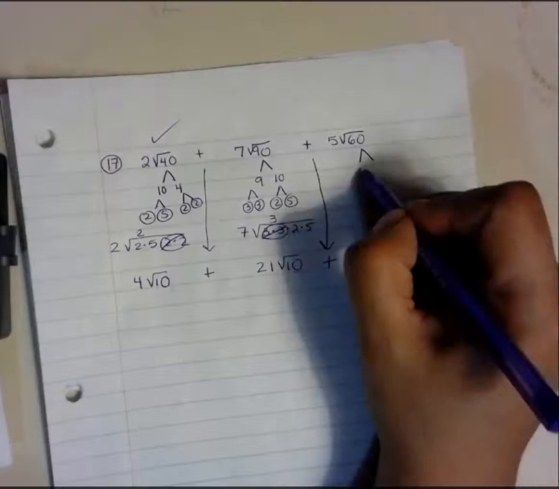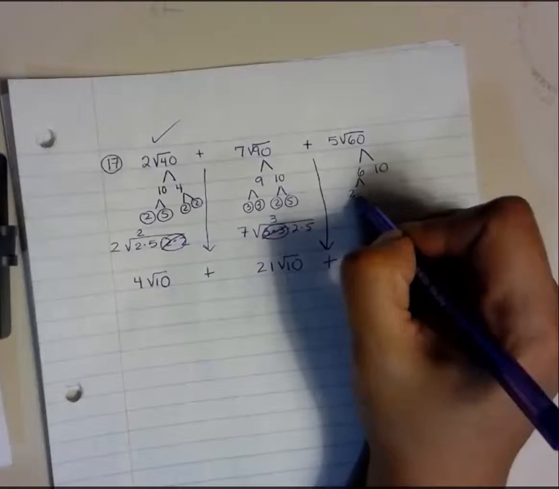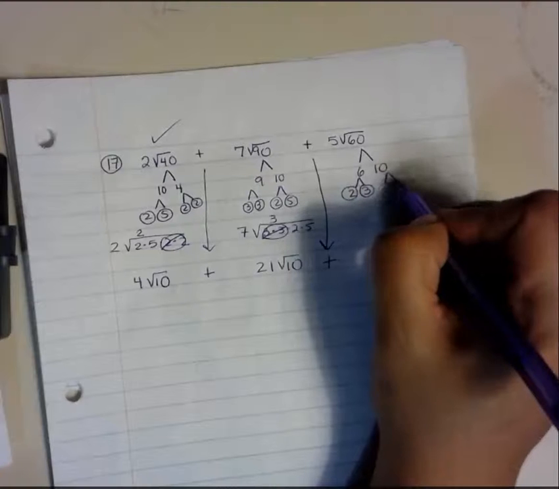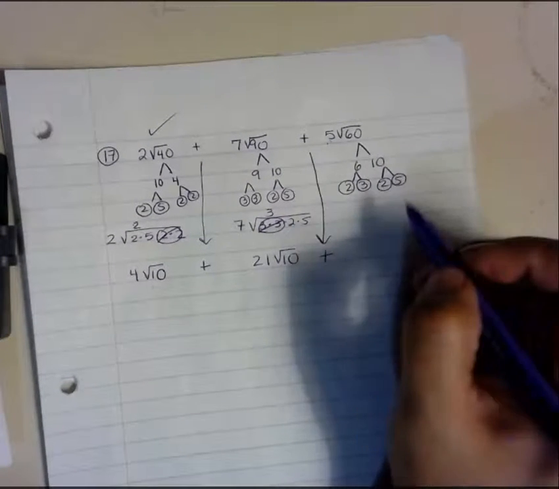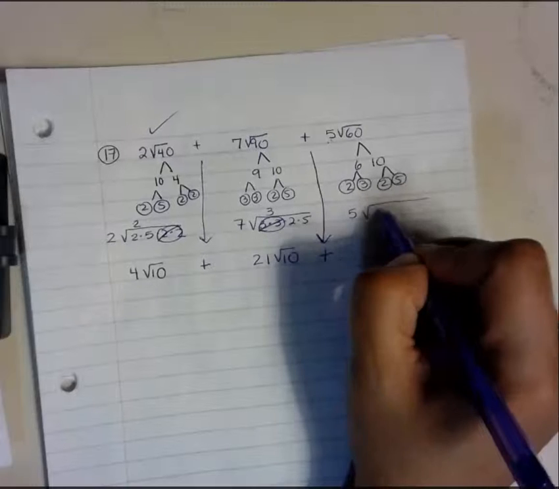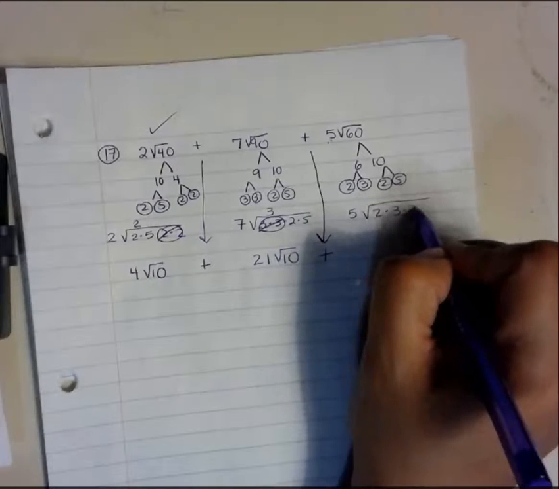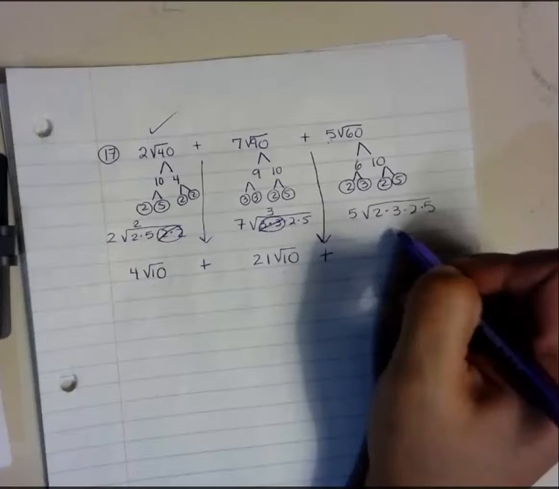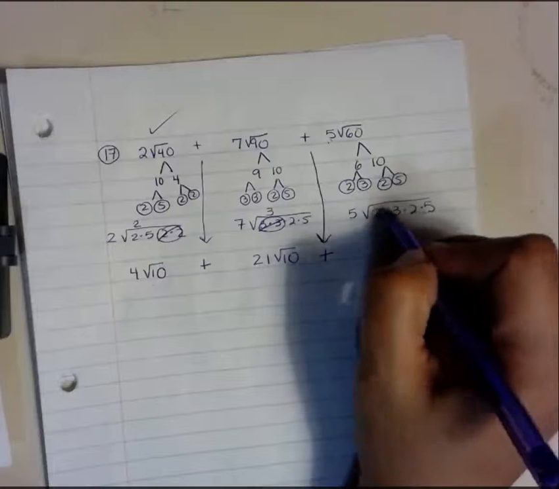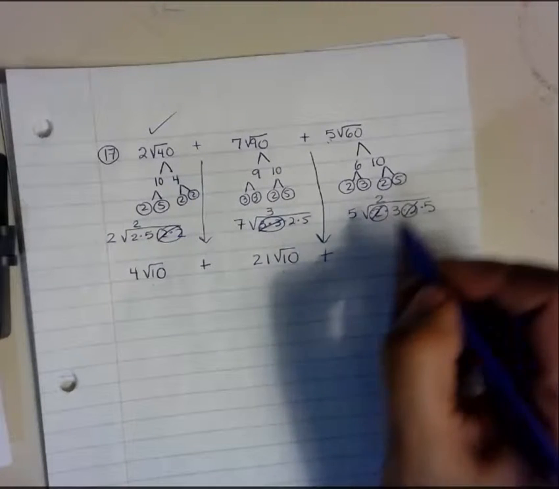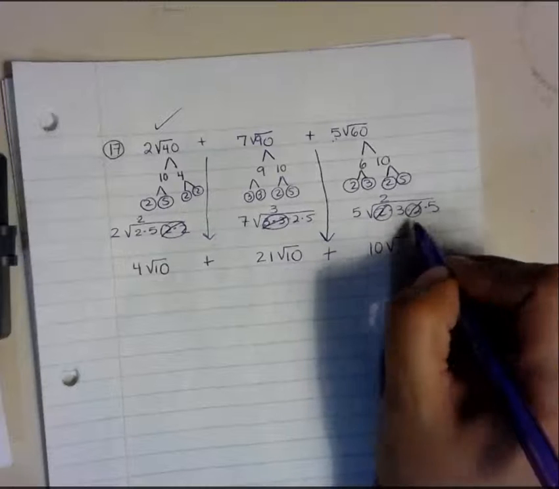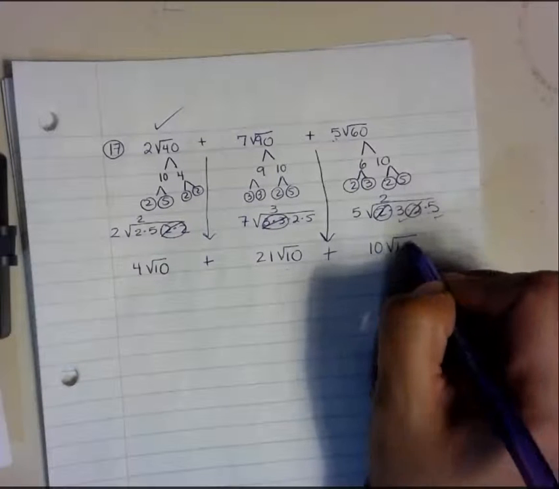Alright, this is 6 times 10, 2 times 3, 2 times 5. 5 outside. And we have a pair of 2's that can come out as a single 2. 5 times 2 is 10. And inside we have 3 times 5, which is 15.